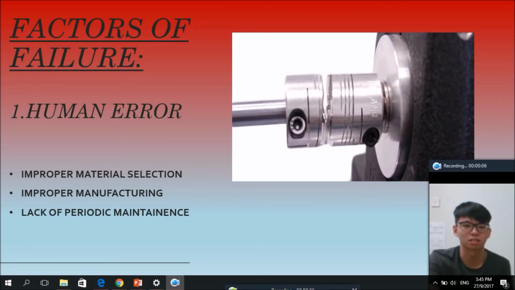Next, we discuss the factors of failure of spring coupling. Number one is human error, due to improper material selection, improper manufacturing, and lack of periodic maintenance. All this will cause the failure of the spring coupling, like the photos shown on the right hand side.